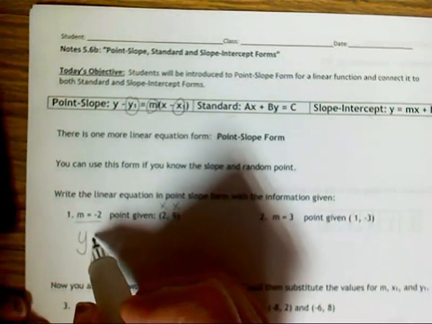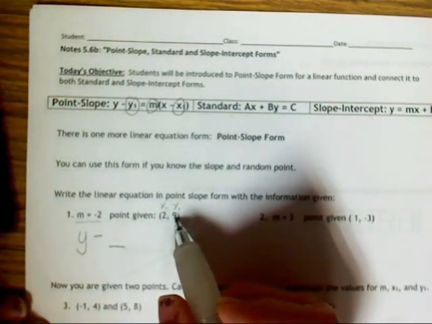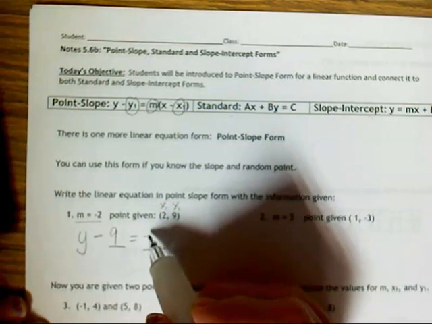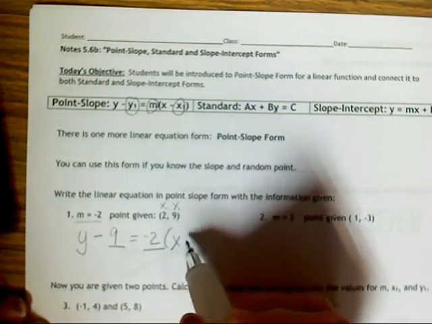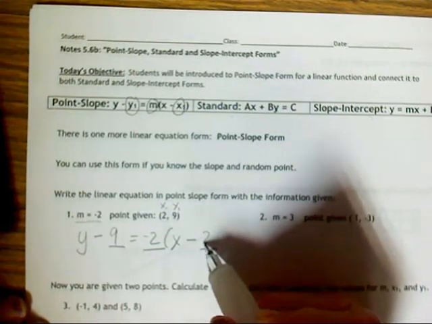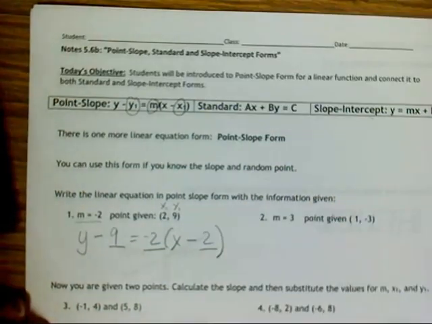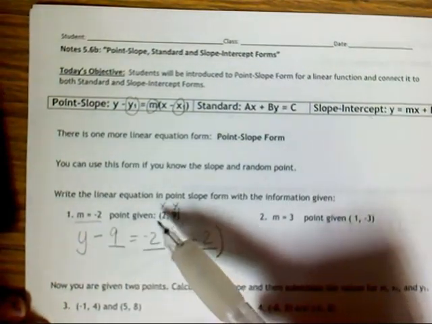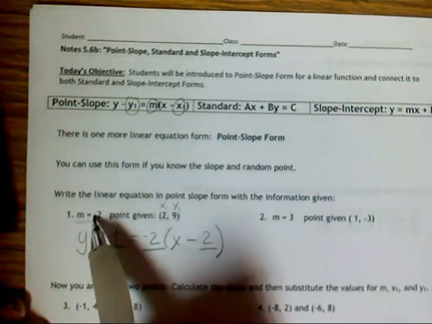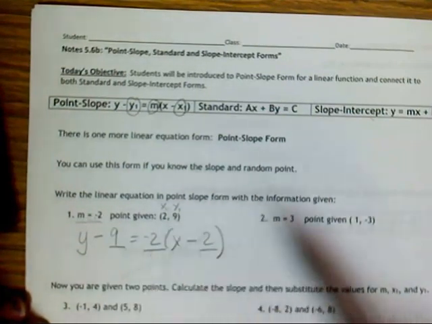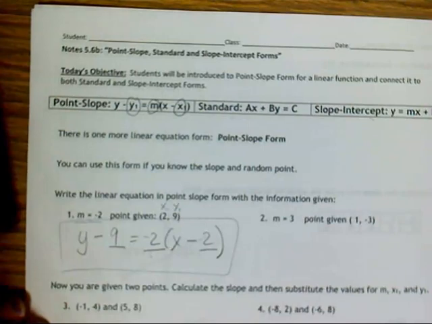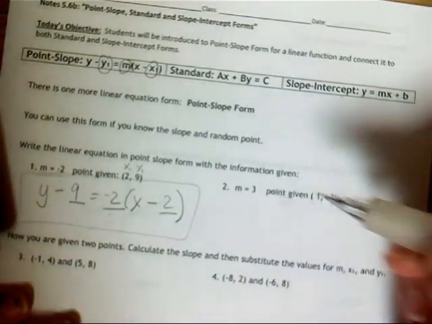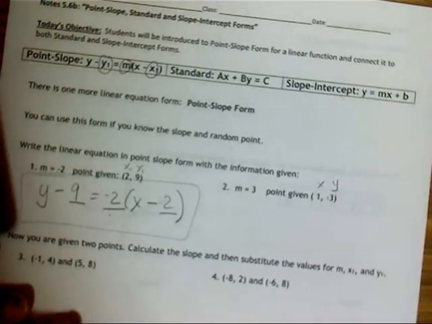So it looks like this: y minus y1, which is 9, equals m, which is -2, times x minus x1. So again, the hardest part is just making sure you put each number in the correct place. The y goes with the y, the x goes with the x, the slope goes in front of the parentheses in place of m. Once you do that, that's your answer and you're done. So on this one, here's m, here's x, here's y.